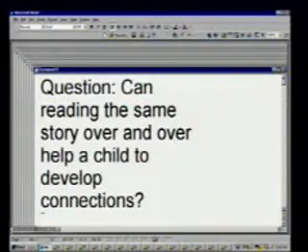Another question. Can reading the same story over and over help a child develop connections? Absolutely. And we talked about this last time when we talked about how repetition builds pathways. That's why children love to hear the same story over and over again, the same song. That's why they drop their spoon off their high chair over and over again. That's why behavior that needs to be changed comes up over and over again for us to jump in there and help change it and coach, because repetition literally creates pathways in the brain that then build skills. So good question.